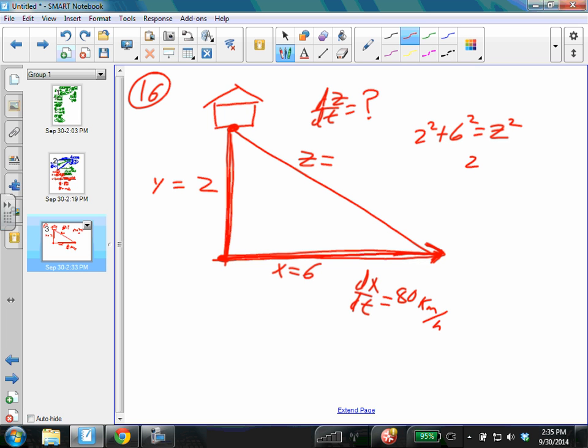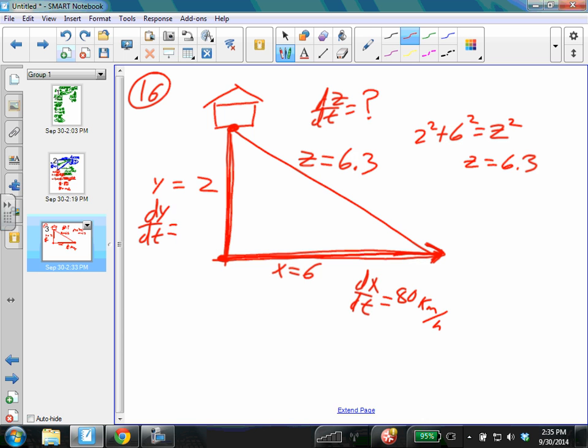All right, and you guys are already hammering that one out. What is it? 6.3. So Z is 6.3. Okay? Now, when you look up there, we have Y, we have X, we have our change in X, we have Z, and we're looking for dz/dt. What's the only thing that's missing out of all of this? Yeah, my change in Y with respect to time.